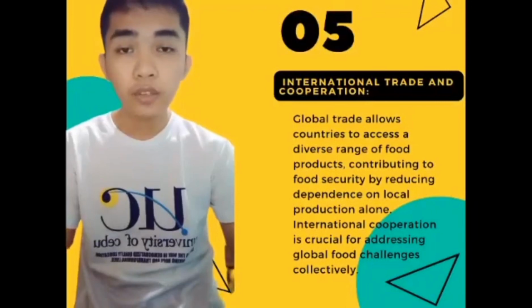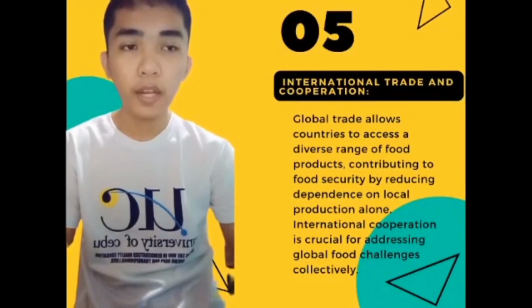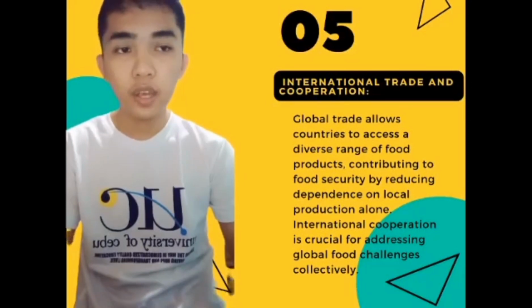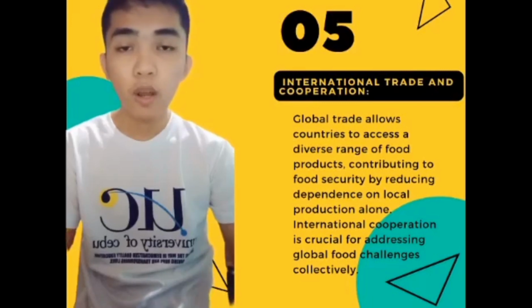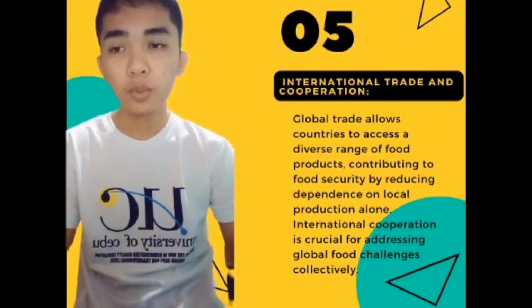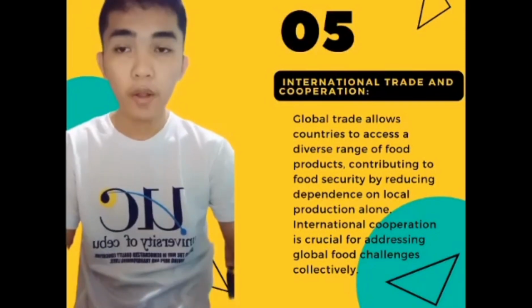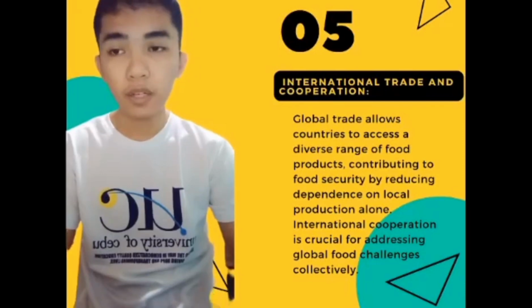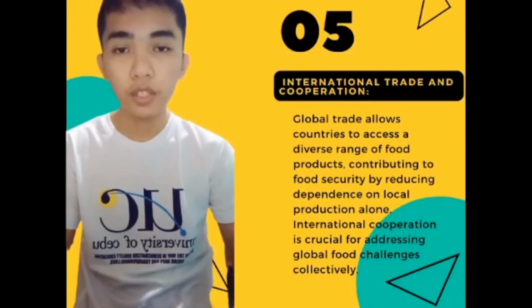Next is international trade and cooperation. Global trade allows countries to access a diverse range of food products, contributing to food security by reducing dependence on local production alone. International cooperation is crucial for addressing global food challenges collectively. Global trade enables access to a diverse array of food products, reducing reliance on local production and enhancing food security.